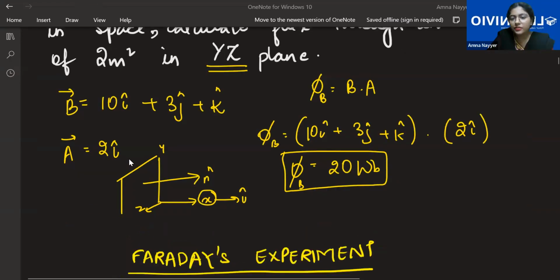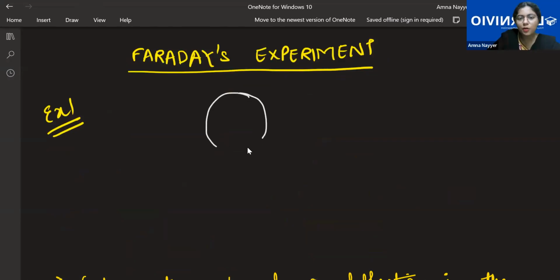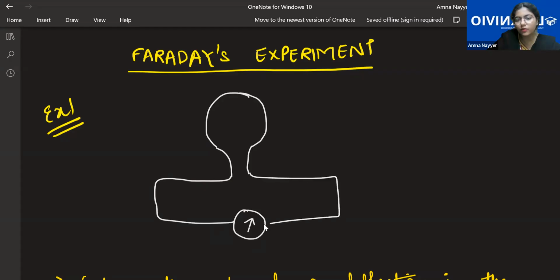Okay, moving to Faraday's experiment. The first experiment that we have is what he did, just pay attention to the experiment. He just took wire and turned it in the form of a coil. And then what did he do? He connected to this coil a galvanometer. Now, what's a moving coil galvanometer? We've already studied its principle and everything. You already know by now.